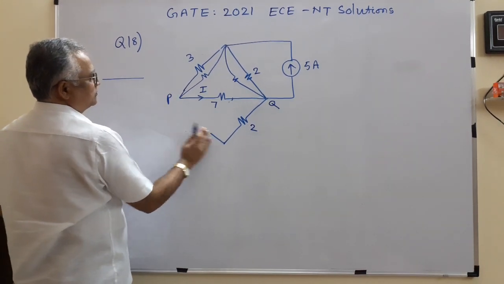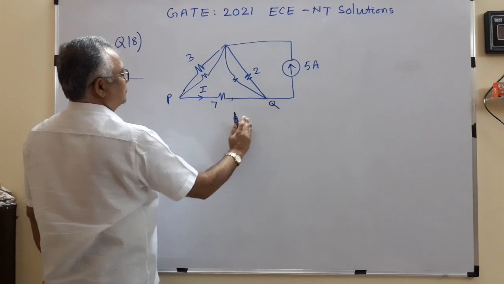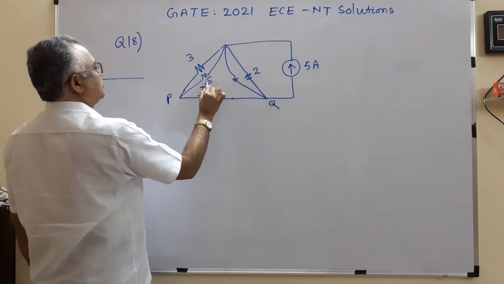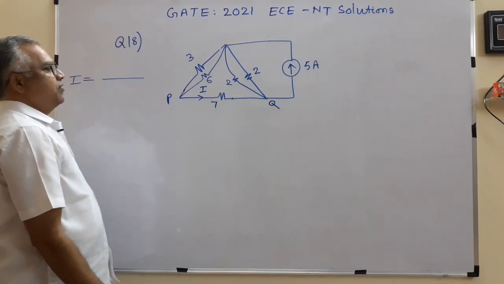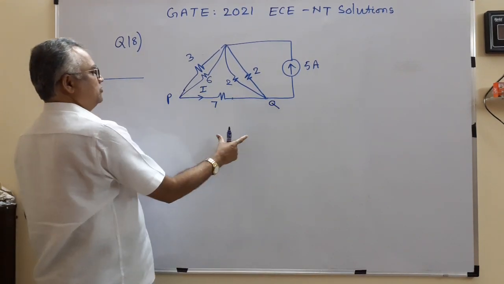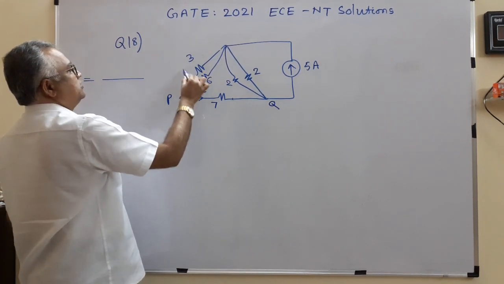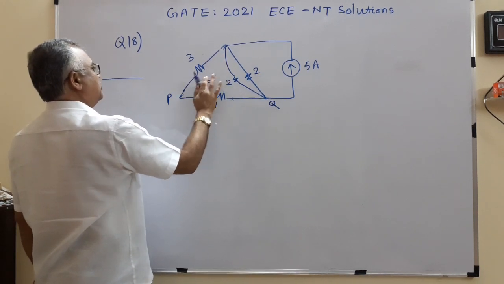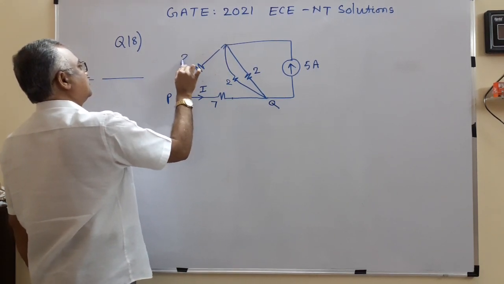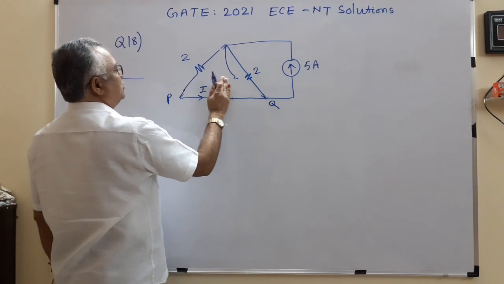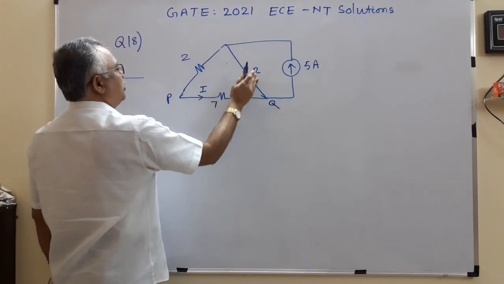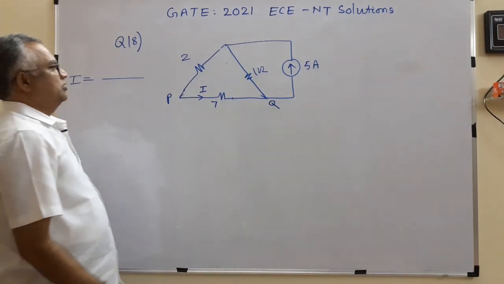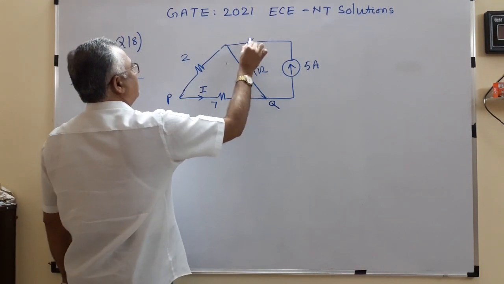Now I can remove this. So this is 6, this is 2. Because it is shorted, these points are connected here. 6 and 3 in parallel is equivalent to 2 ohms. 2 and 2 in parallel is equivalent to 1 ohm. What is the current entering here? 5 amps.